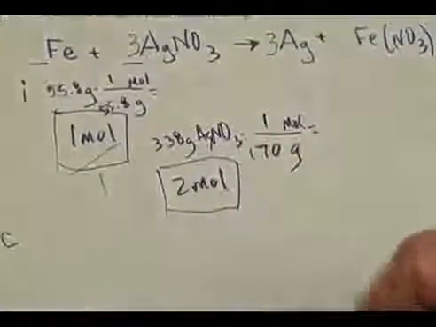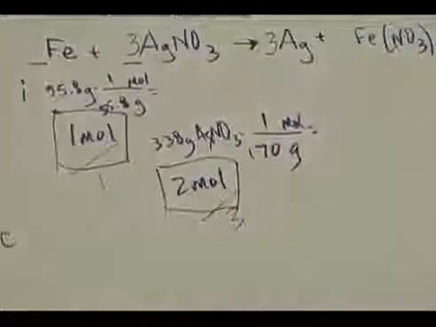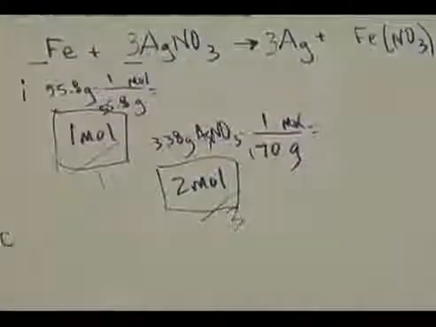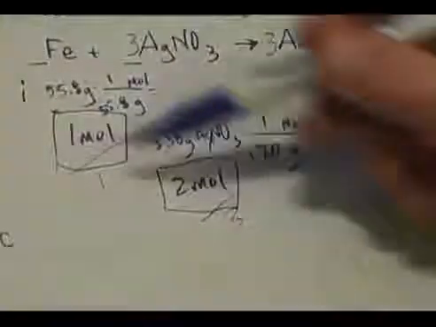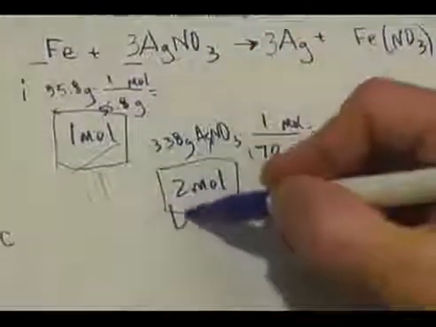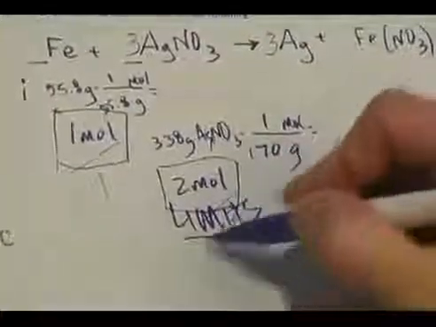This one would be divided by 1. This one would be divided by 3. Who's going to end up being the smaller number? Well, obviously 2/3 is smaller than 1. So this guy is going to limit the reaction.